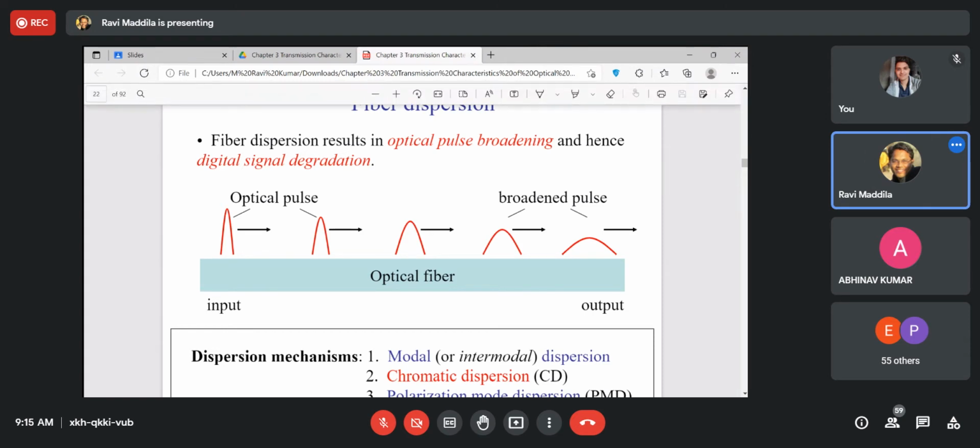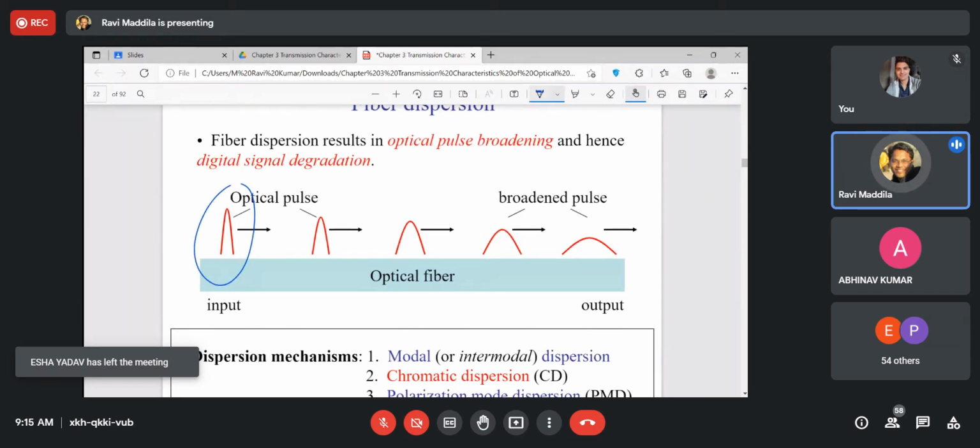So if you see here at the input, you have an optical pulse which is narrow, and at the output the pulse is distorted, it becomes broad, and its amplitude also reduces. So we can say the peak power here and here has reduced quite a lot, and hence we can say this fiber dispersion results in optical power loss. But actually the power is not lost.